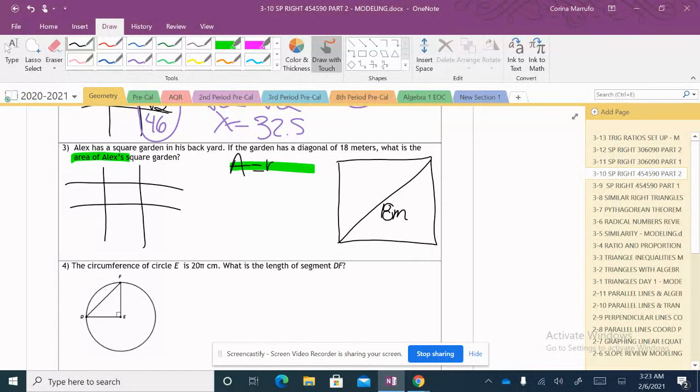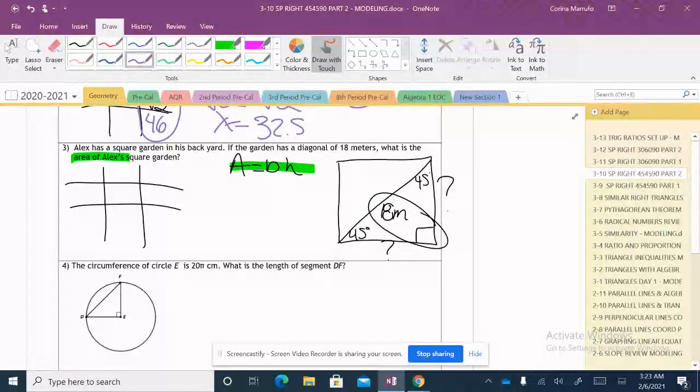Area equals base times height, or length times width. So we need to figure out what this is and what this is. This is my right angle. These are my 45s. So that means the 18 is across my 90-degree angle.